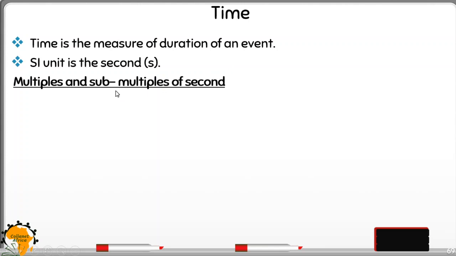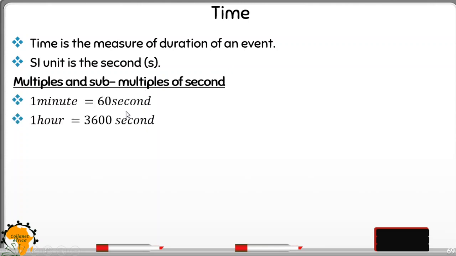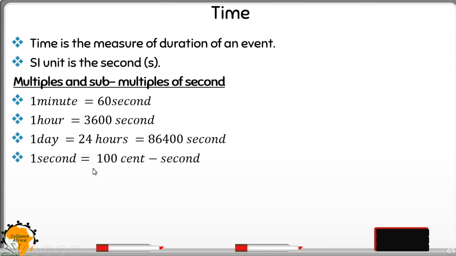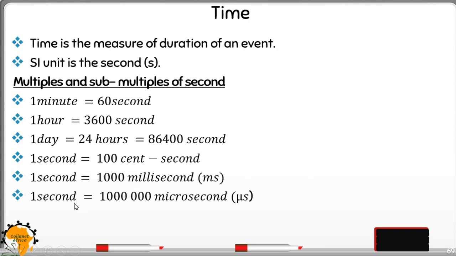We have multiples and submultiples of the second. 1 minute is equivalent to 60 seconds. 1 hour is equivalent to 3,600 seconds. 1 day, which is 24 hours, is equivalent to 86,400 seconds. 1 second is equivalent to 100 centiseconds. 1 second is equivalent to 1000 milliseconds, and 1 second is equivalent to 1 million microseconds.